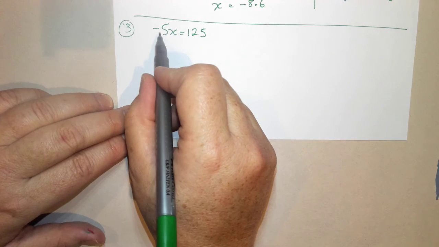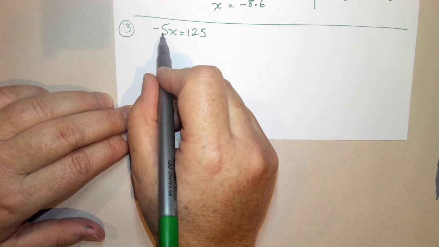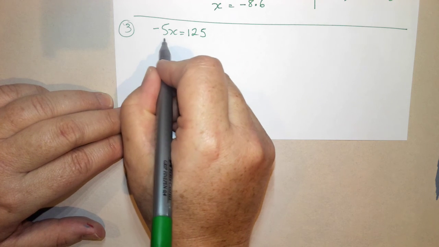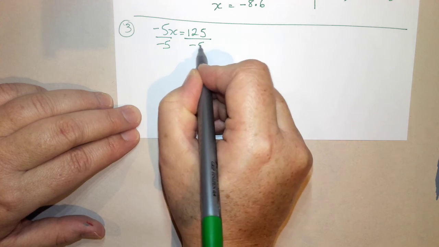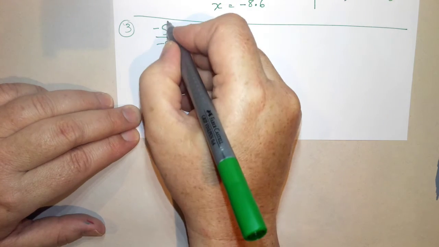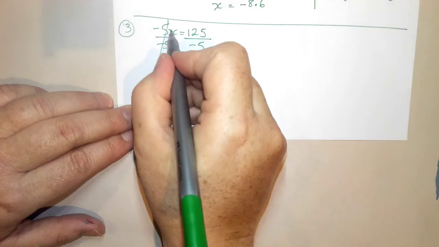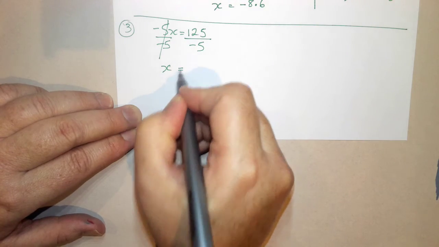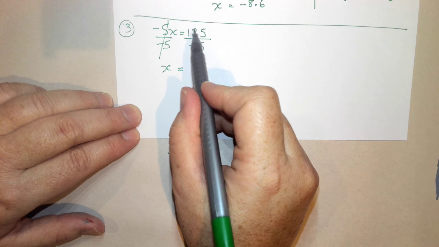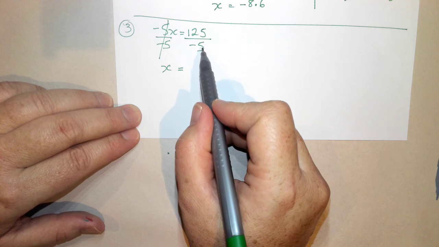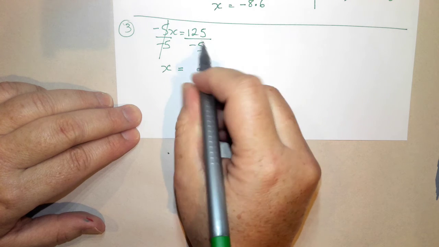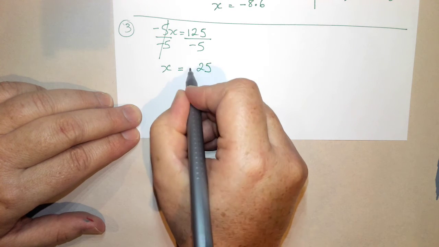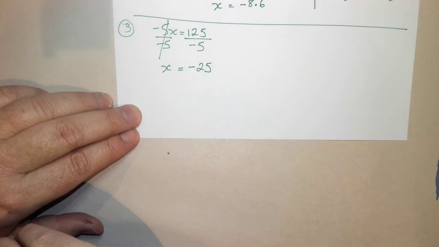So what's the opposite of multiplying by negative 5? The opposite of multiplying is dividing. So let's divide both sides by negative 5. This negative 5 over negative 5 will cancel, and that leaves me just with an x on that side. Now, deal with the numbers. 125 divided by 5 is 25, and I've got one negative sign there, so I've got a negative in front.